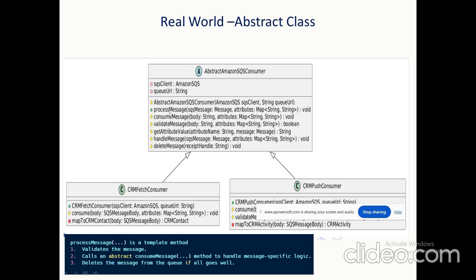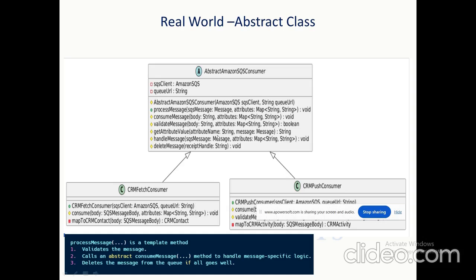processMessage is something which is a template method, and it has the following functionalities. It validates the message, it calls an abstract consume method, which is defined in this base class, and it also deletes the message from the queue if all goes well. Now, this consume method is something which we will see when we come to this point, that it is inherited and implemented accordingly by both the consumers, the fetch consumer as well as the push consumer.